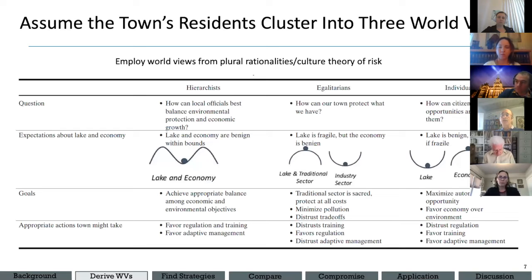Okay, so here are the worldviews we looked at. We looked at them within a plural rationalities, cultural theories, risk framework. Some people love this framework, some people hate it.